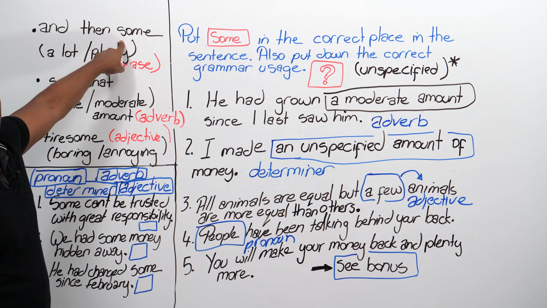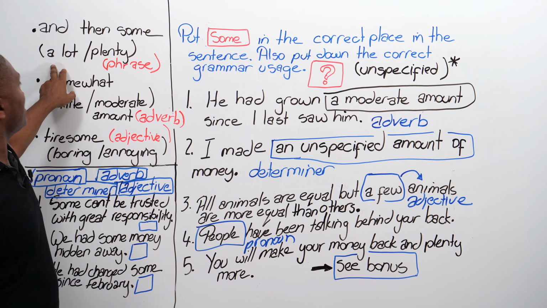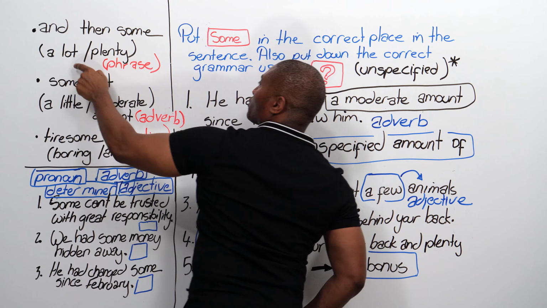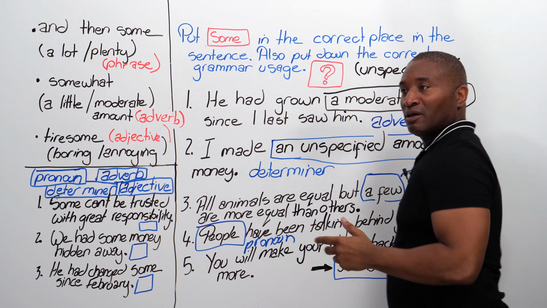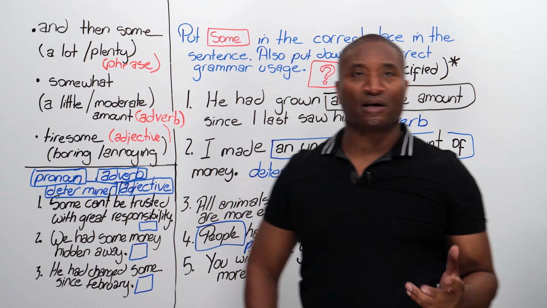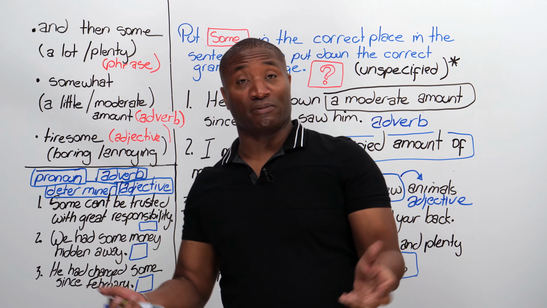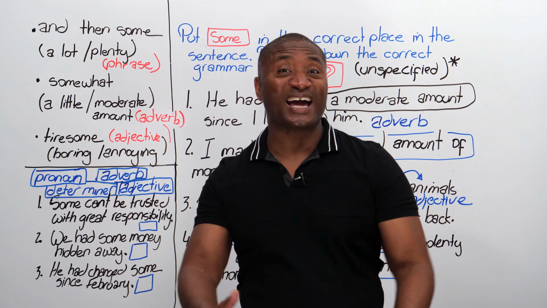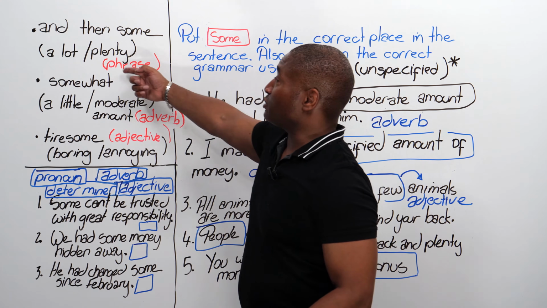And then some. In English, when we say "and then some," we mean a lot or plenty, right? Plenty. I'm going to cook you some dinner and then some. I'm going to give you even more than you expect, a lot. Or you're going to make all of your money back and then some. Plenty, which means a lot.